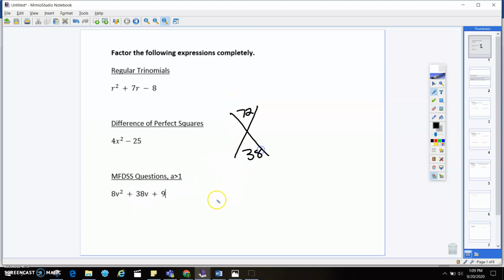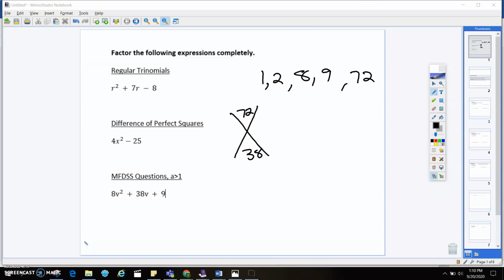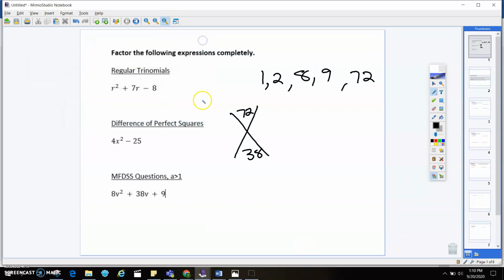All right, so I'm sitting here and I'm going, I don't know factors of 72 that well, but let me list out the ones that I do know. Well, I know 8 and 9, and I know 1 and 72. But I also know 2 times something will give me 72. But I'm not really sure which one it would be. So what I'm going to do is I'm going to show you a quick trick to put into your graphing calculator so that you can make sure that you know the factors of 72.